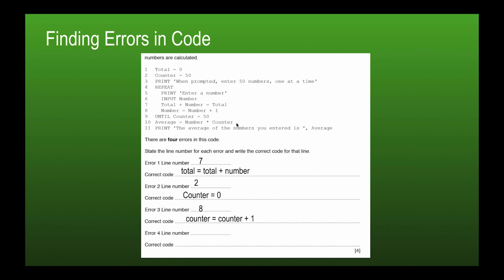So this would easily be our last error on line number 10, and it should be that the average is the total divided by the counter, and it should be the total, not the number, because the number would just be the last number that was input. It wouldn't be the running total, and the average should be the total of all the values divided by the number of values.